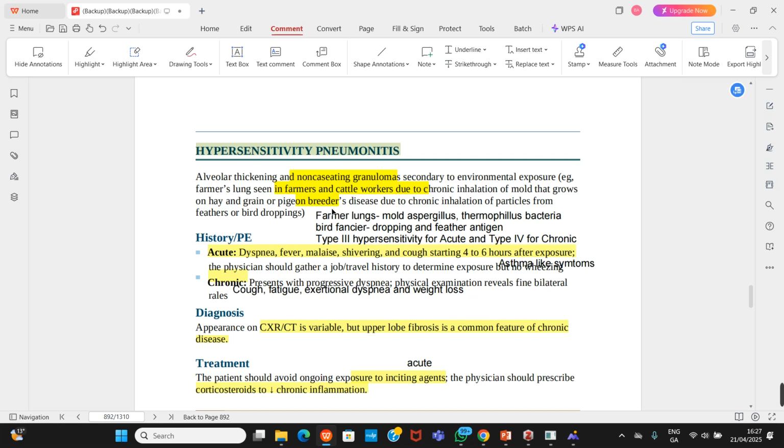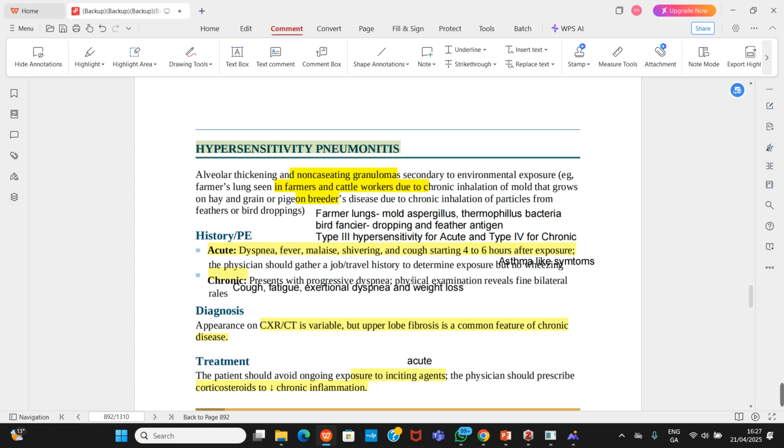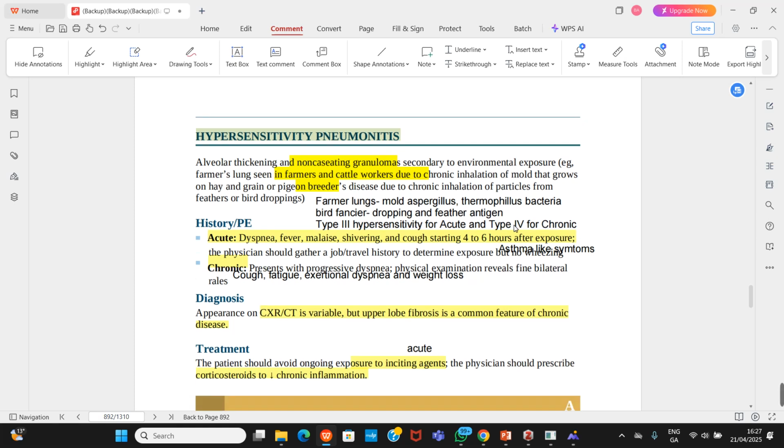So I want to mention that this is a type 3 hypersensitivity reaction. So it means that the problem is actually coming from the deposition of the antigen and the antibody in the lungs. That's the cause of the problem. It is type 3, especially for the acute form. For the chronic form, it is type 4. So the chronic form is T-cell mediated. The acute form is antigen-antibody deposition mediated.